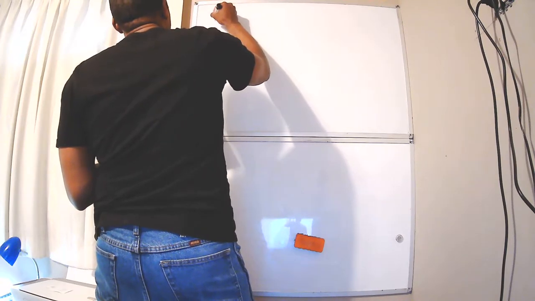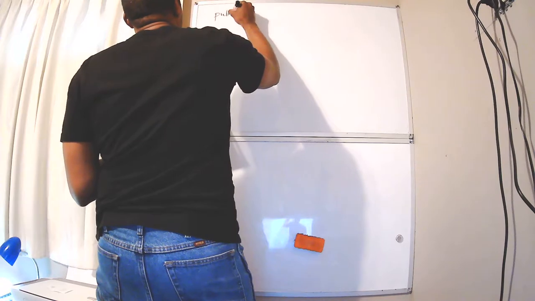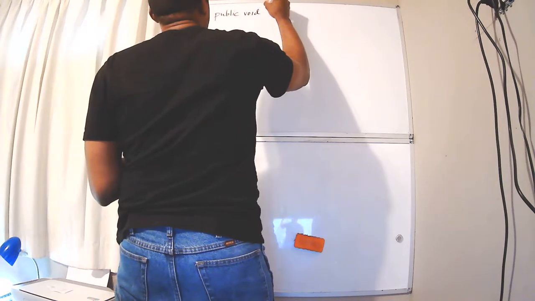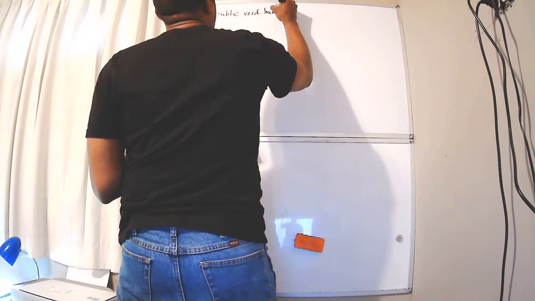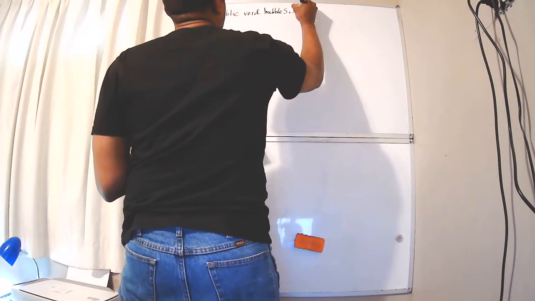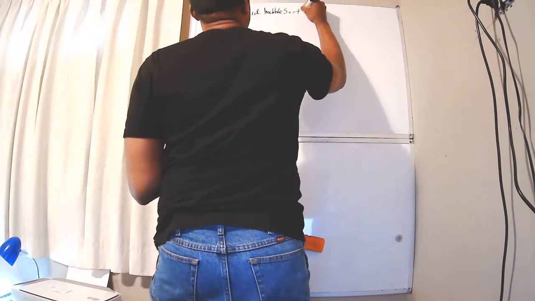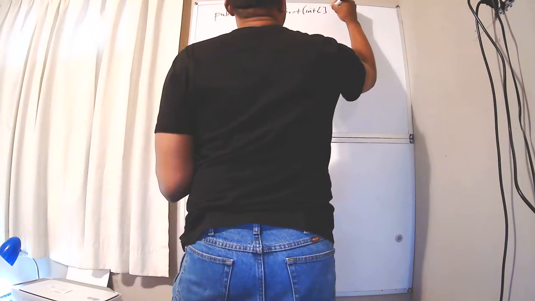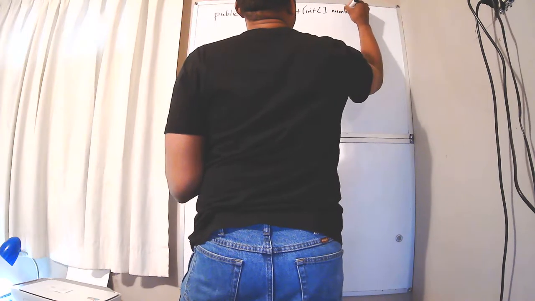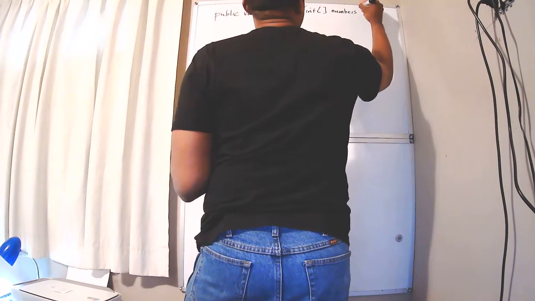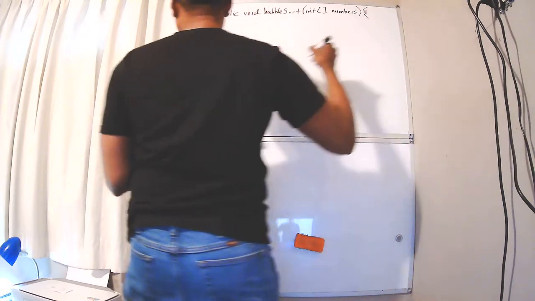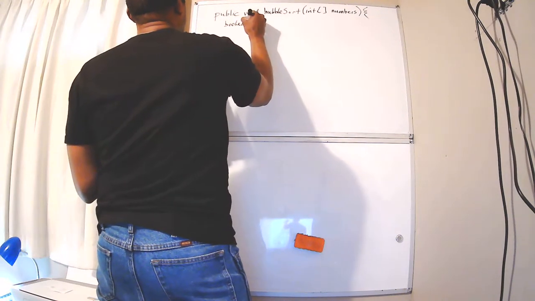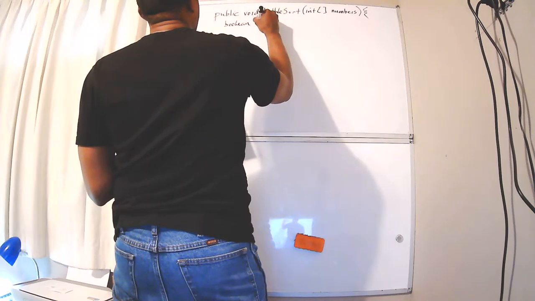So public void sort int. And I already realize now what we're going to learn here is how much Java I actually still recall.